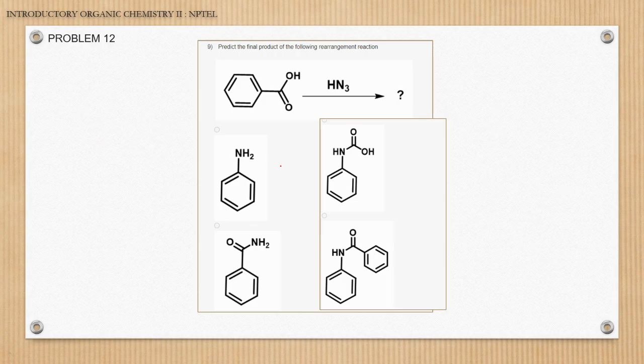In this problem number 12, they are asking you to predict the final product of the following rearrangement reaction. So again you have to identify the product. Here they have treated this acid with HN3, hydrazoic acid. So what is happening?